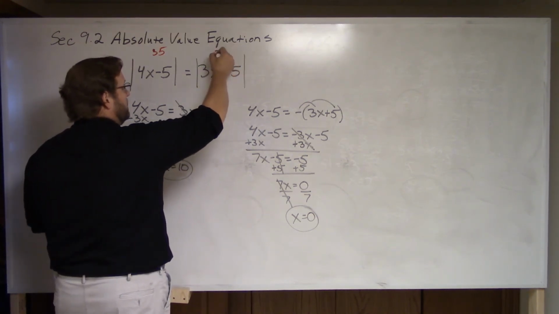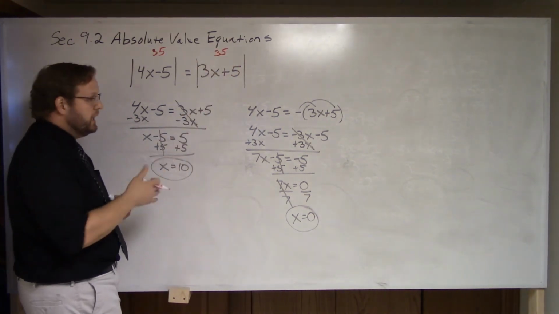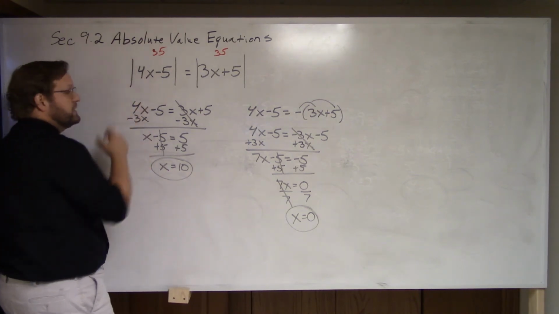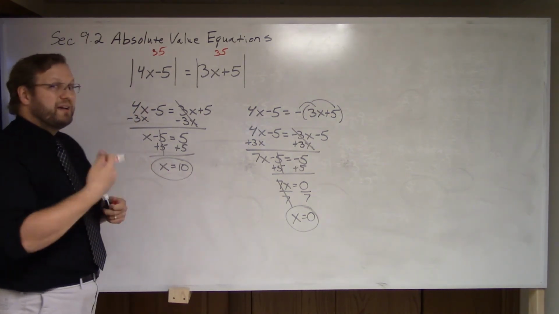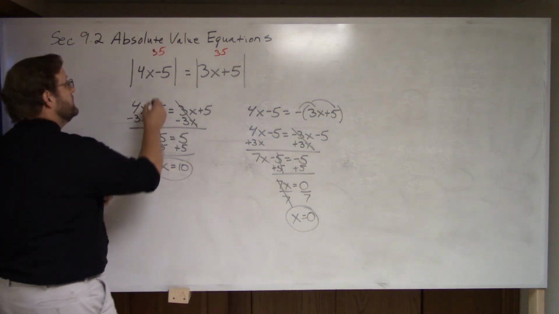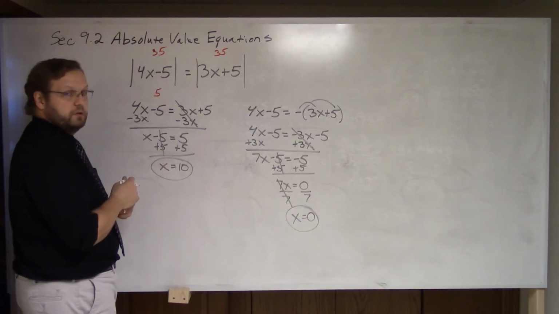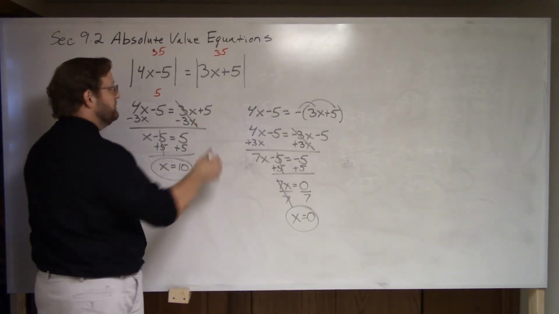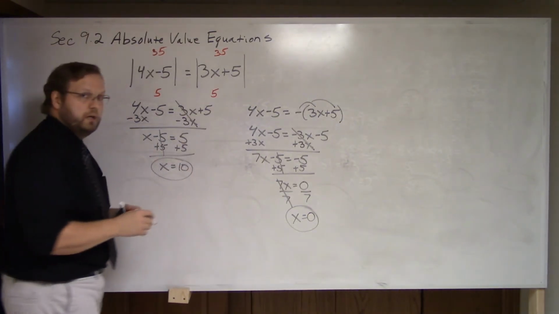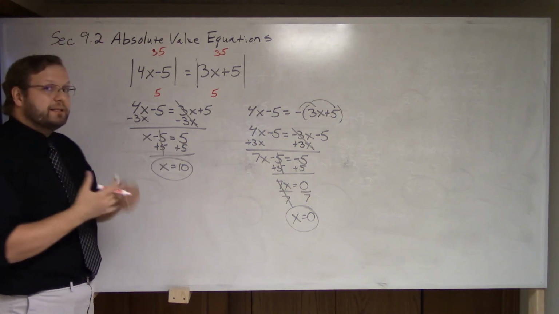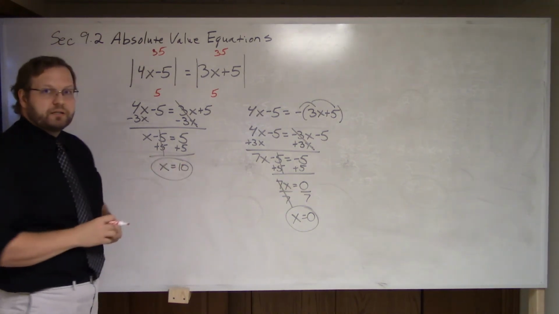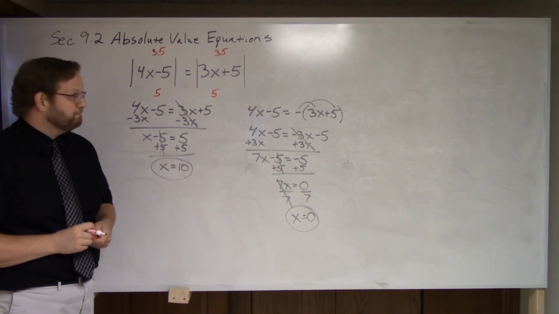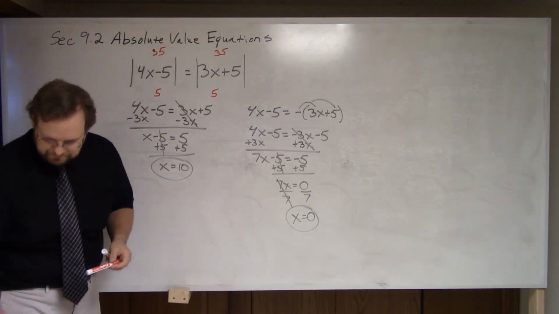Absolute value is 35. Let's go with a 0. 4 times 0 is 0. 0 minus 5 is -5. Absolute value is +5. 3 times 0 is 0. 0 plus 5 is 5. Absolute value, +5. Okay, so in both cases, it balanced on both sides. Both of those answers stay. Okay? So let's go one more.